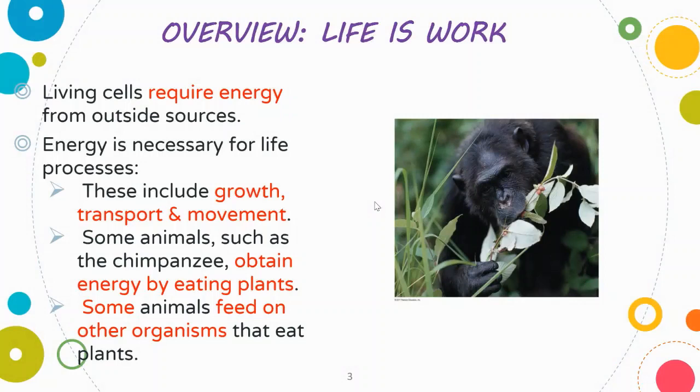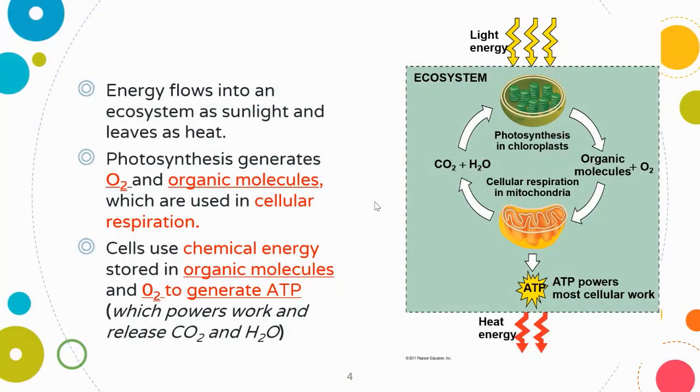Living cells need energy to undergo growth and development, transport and movement. So how do they get energy? Some animals get energy by eating plants. Some animals feed on other organisms that eat plants. So how does the energy flow into an ecosystem? In the form of sunlight, and it will leave the ecosystem in the form of heat.